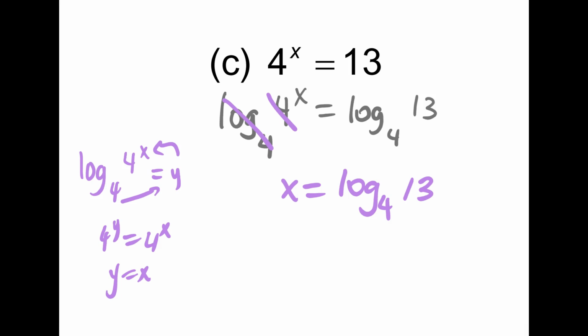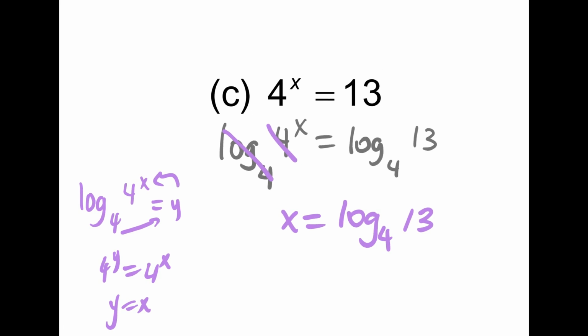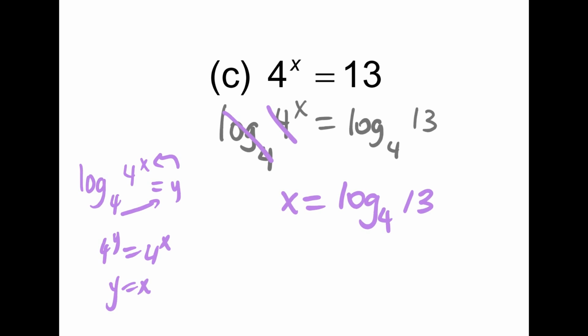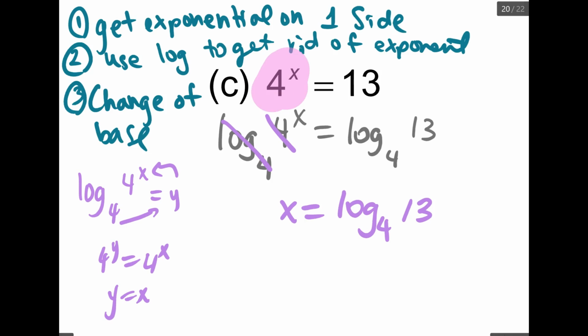Cool. All right, so my first step was getting the exponential by itself on one side. So I got the exponential on one side. Then I used log to get rid of the exponent. Now I just have x by itself.